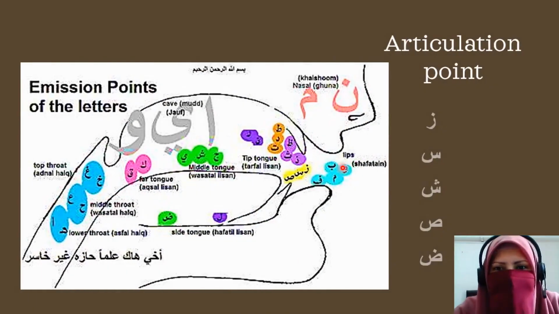Right, so now let us take a look at the articulation point for these letters that we have here. Okay, so we have the letter zai, sin, shin, sod, and dot. The letter zai is articulated in this area. The tip of the tongue touches the edge of the front two incisors, the front two teeth. Make sure that the tip of the tongue touches this area, and we make the sound zai, zai.